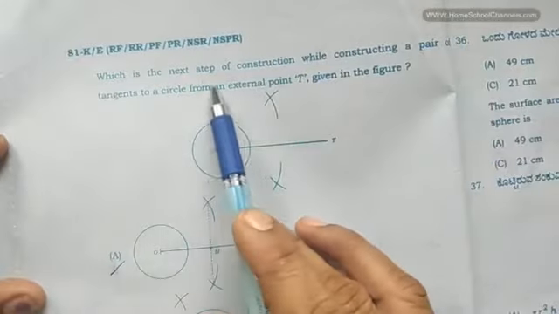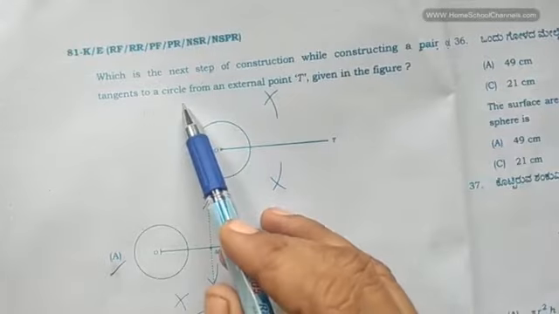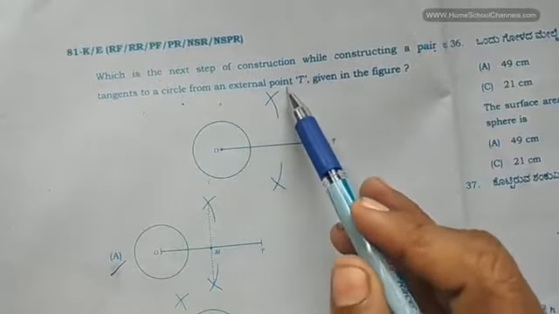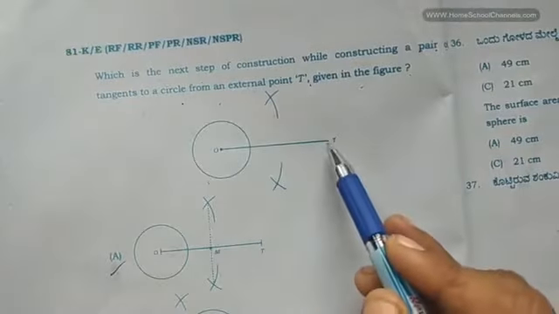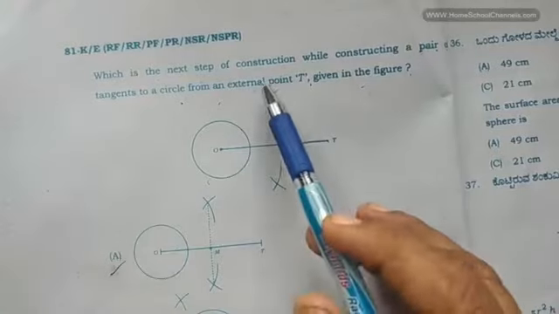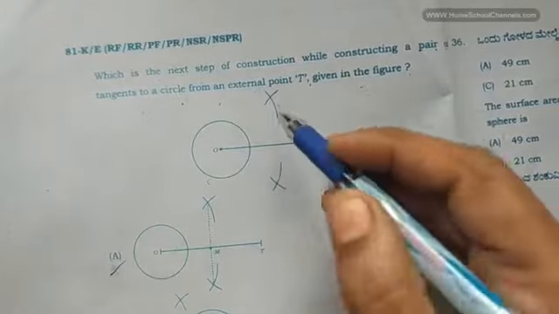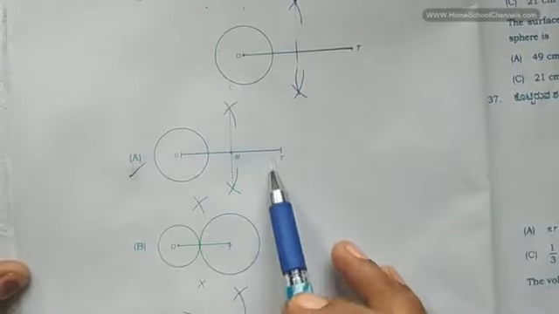Thirty-fifth one, which is the next step of construction while constructing a pair of tangents to a circle from an external point T given in the figure. Okay, we draw a circle and an external point, we join this. Next, we are doing the bisector. After drawing arcs, what is our next step? We try to join, right? So this is your answer, option A.